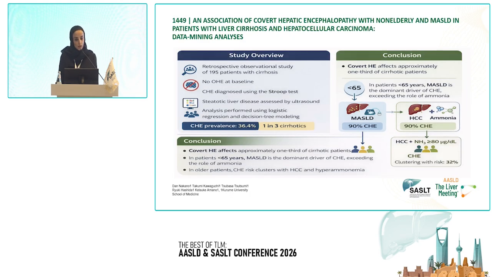This abstract from the last meeting was about the association of covert hepatic encephalopathy with non-elderly and muscle patients with liver cirrhosis and HCC. It was a retrospective observational study of 195 patients with cirrhosis without any overt manifestation. Covert HE was diagnosed using the Stroop test, which I will talk about later. The conclusion was that covert HE affects approximately one third of cirrhotic patients, and in patients below 65 years of age muscle is the dominant driver for covert encephalopathy, while in the elderly, covert risk clusters with HCC and high blood ammonia level.